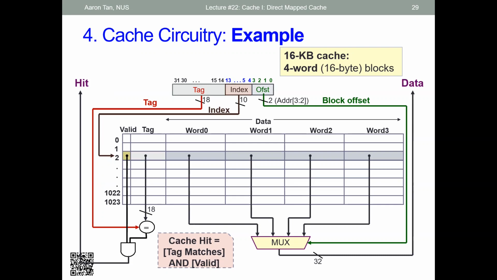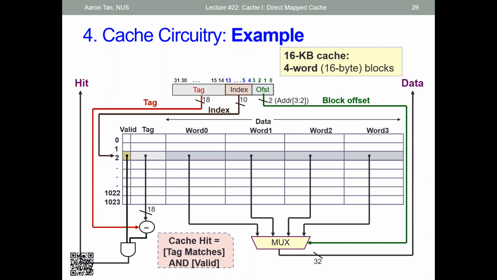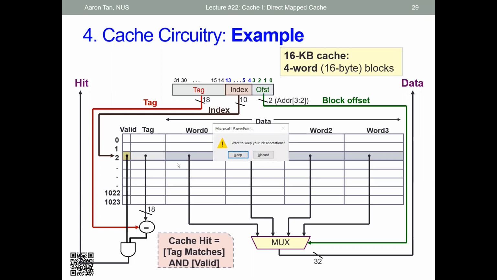So that means this tag, index, and offset together are basically the memory address. This whole thing is the memory address. Yeah, it's the same concept. It's always the same memory address. It's just that depending on how we design the cache, we use different bits for the tag, index, and offset. That's all.